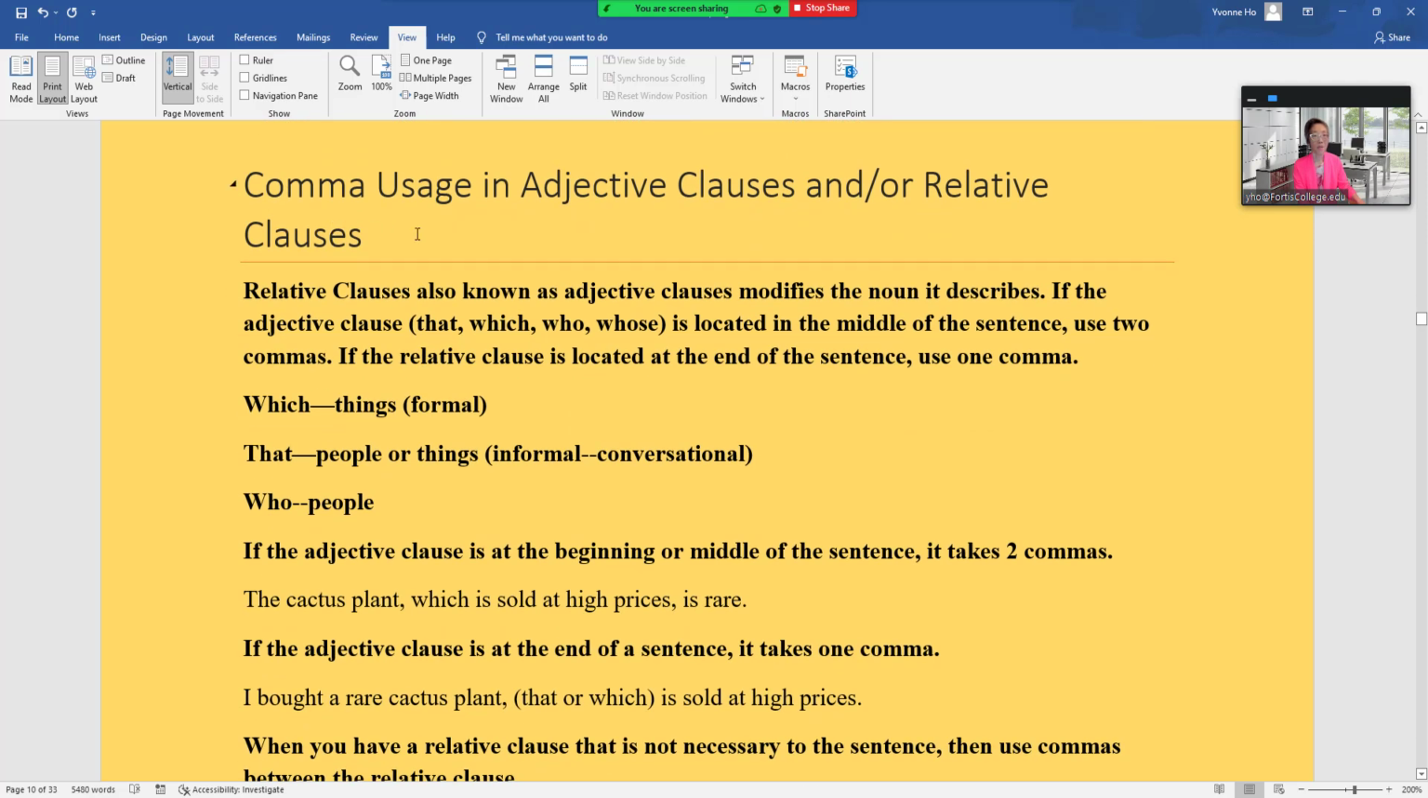So, comma usage in adjective clauses and/or relative clauses. Relative clauses, also known as adjective clauses, modify the noun they describe. If the adjective clause, with that, which, who, whose, is located in the middle of the sentence, use 2 commas. If the relative clause is located at the end of the sentence, use 1 comma.